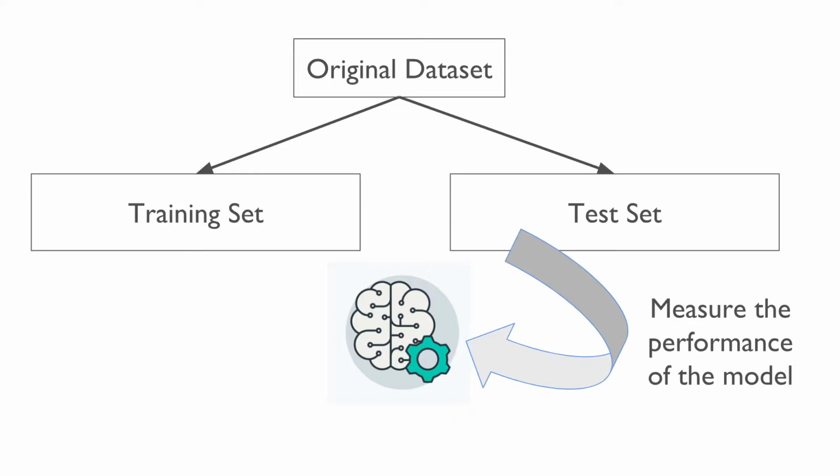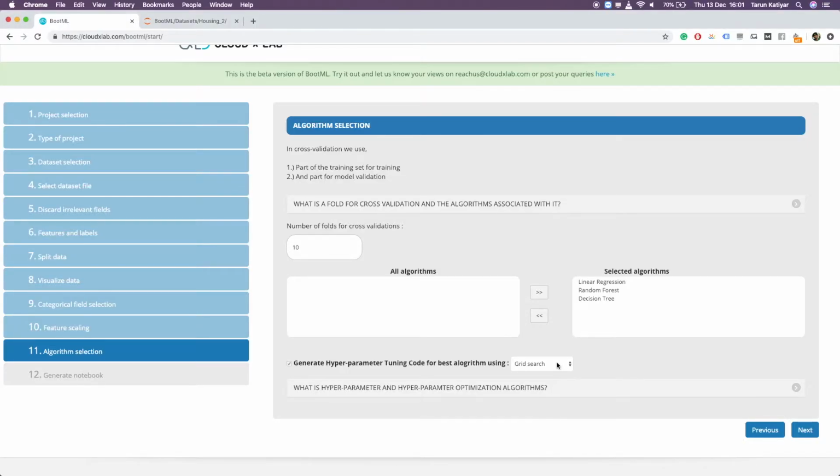After tweaking the hyperparameters of the model for a while, we evaluate the final model on the test set. After we have evaluated the model on the test set, we must resist the temptation to tweak the hyperparameters to make the model look good on the test set, because such improvements are unlikely to generalize on unknown data. Let's go back to BootML. Tune the hyperparameters using grid search.